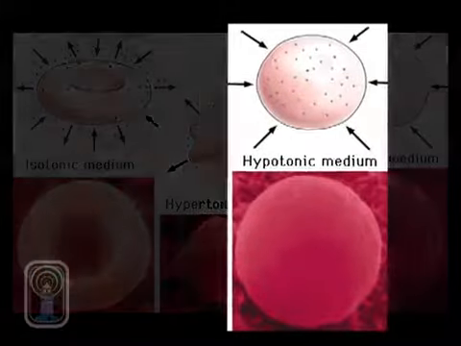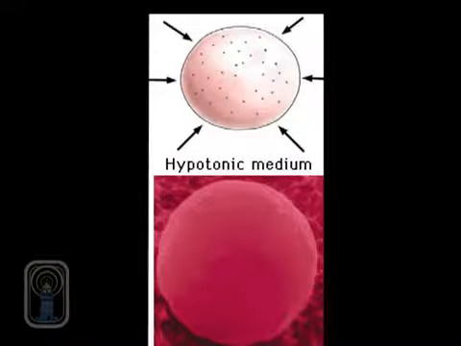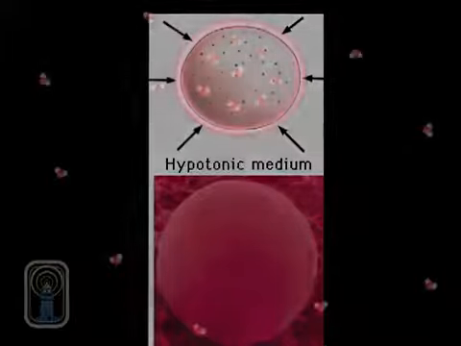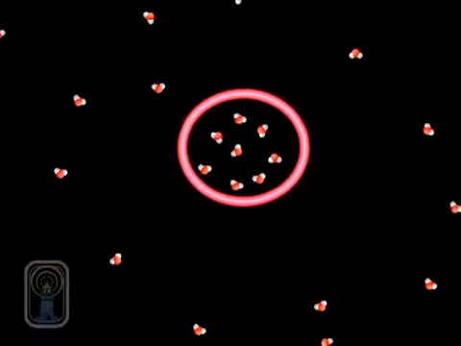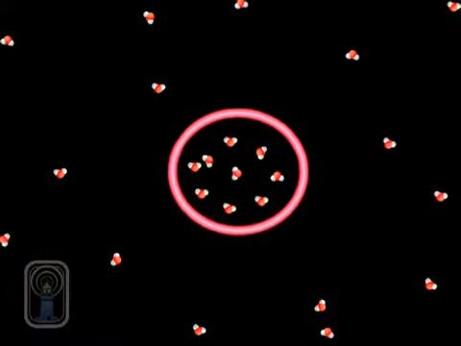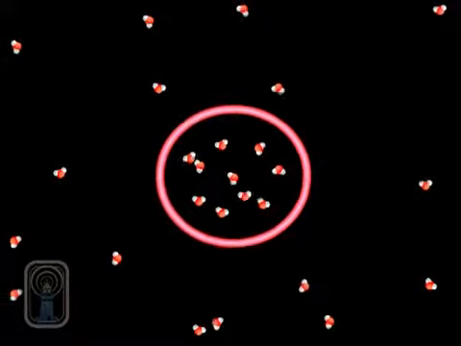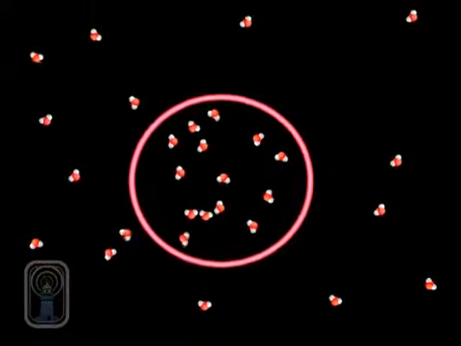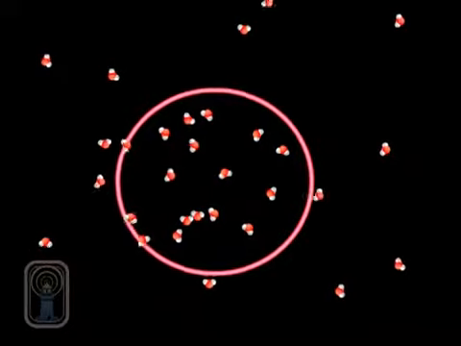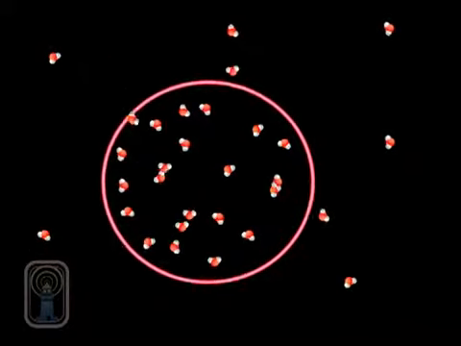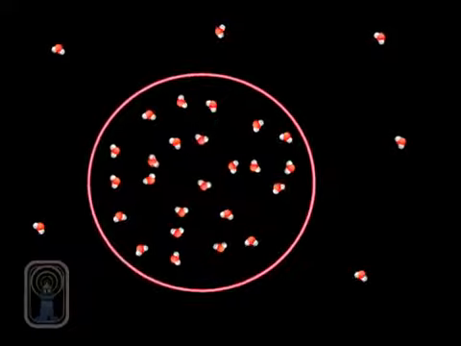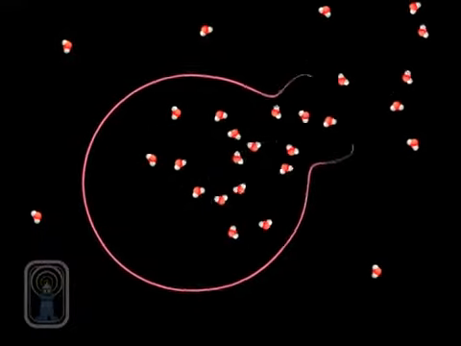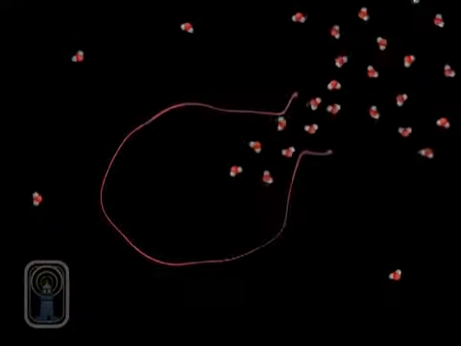If a solution is hypotonic, there is a greater concentration of solute within the cell than there is in the surrounding solution. As a result, water molecules enter the cell. As the water molecules continue to enter, the cell becomes larger and larger. If water molecules continue to diffuse into the cell, it will cause the cell to swell up to the point that lysis or rupture may occur.